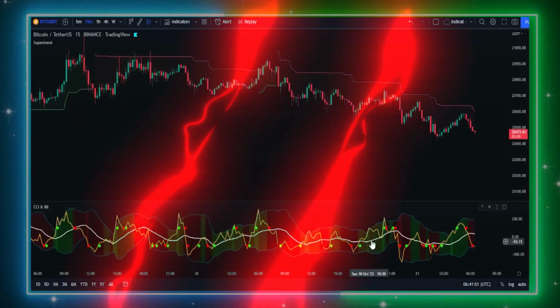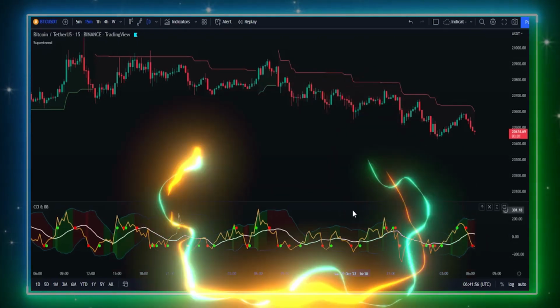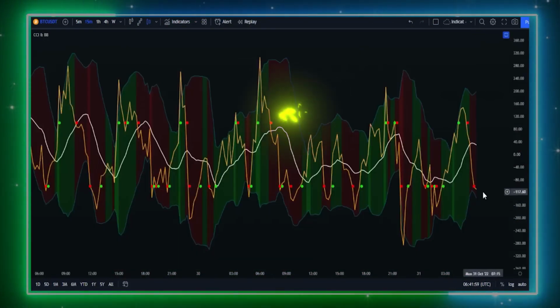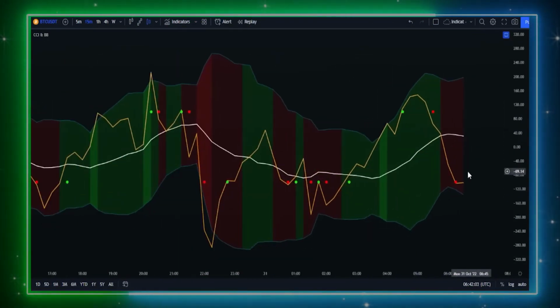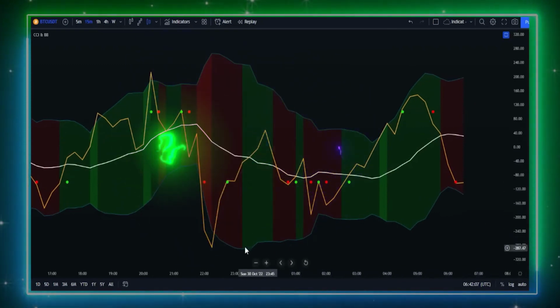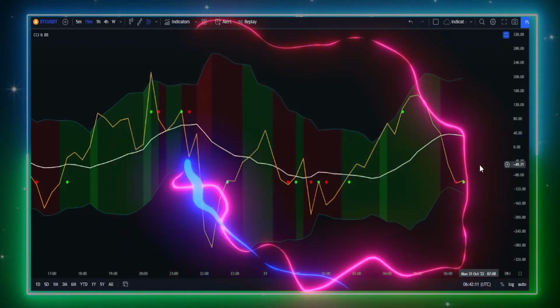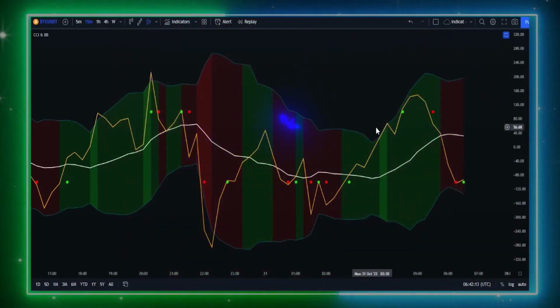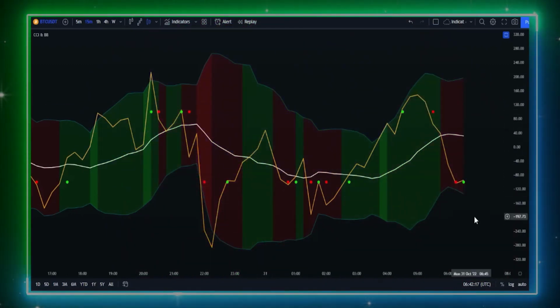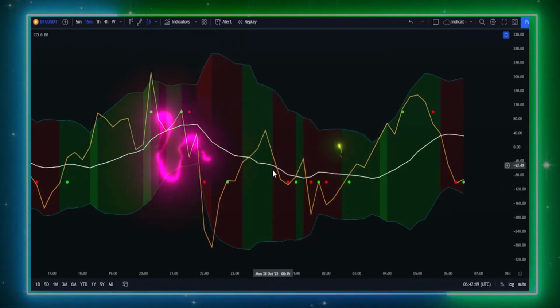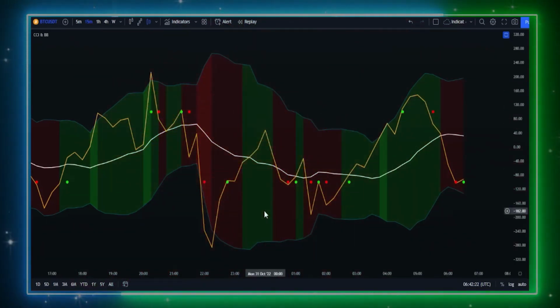After applying it to the chart, it will look like this, but to see how to use it, let's zoom in a bit. These lines that you see here are the lower band, the upper band, and this is the middle band of the Bollinger Bands indicator. As for this yellow line, it is the CCI indicator. The red areas that you see here are selling areas, while the green areas here indicate the strength of buying.